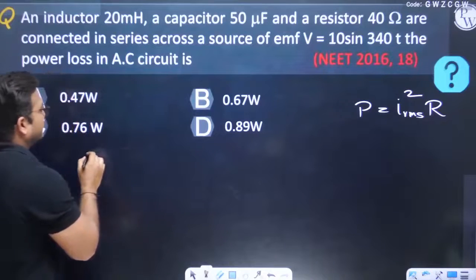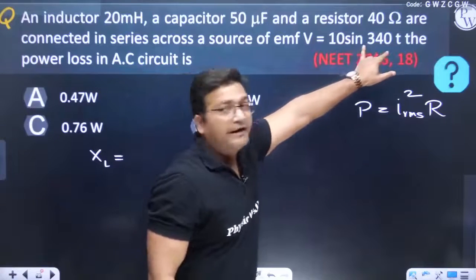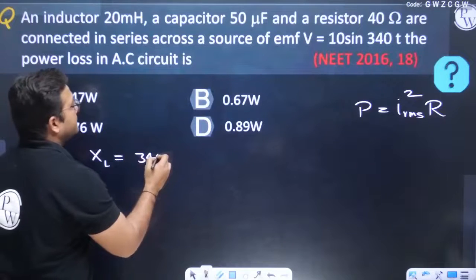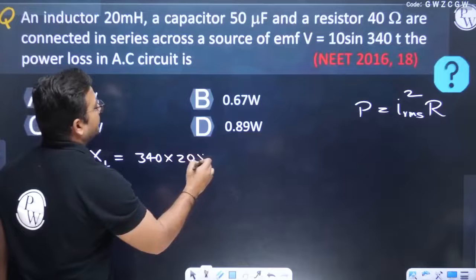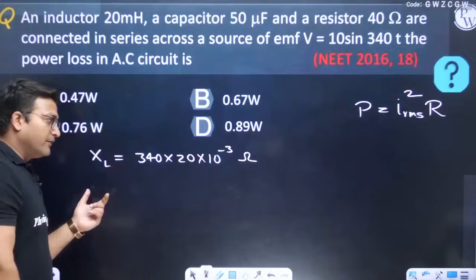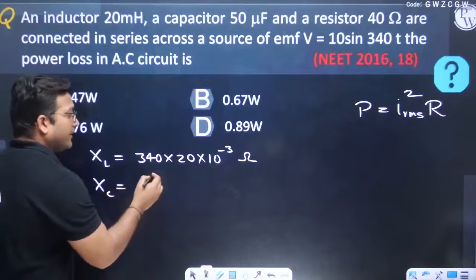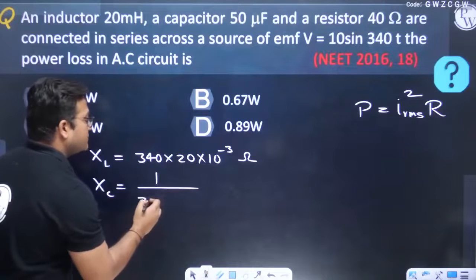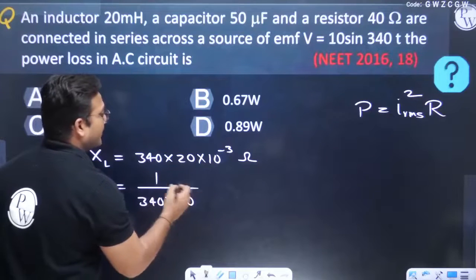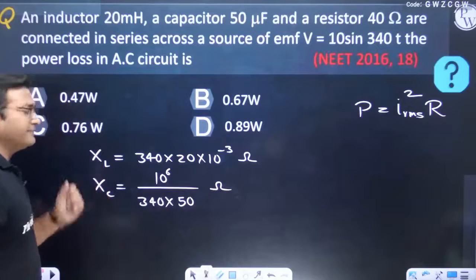Let us first calculate the inductive reactance, that is equal to omega times L. So we have omega L as 340 times 20 times 10 to the power minus 3 ohm. This is XL. Now XC. XC is 1 upon omega C. So we have 1 upon 340 times C, and C is 50 microfarad, so 50 times 10 to the power minus 6, which becomes 10 to the power 6 in the numerator, in ohms. So we have XL and XC.